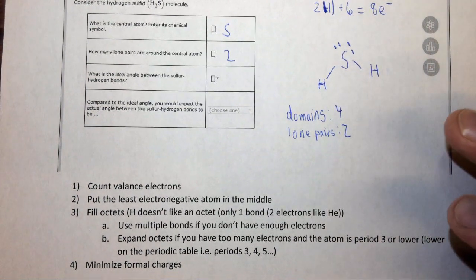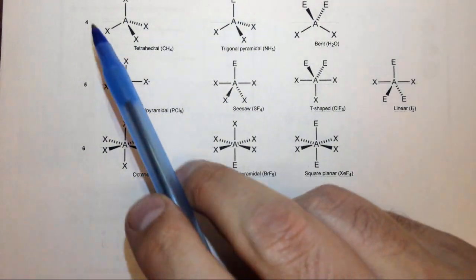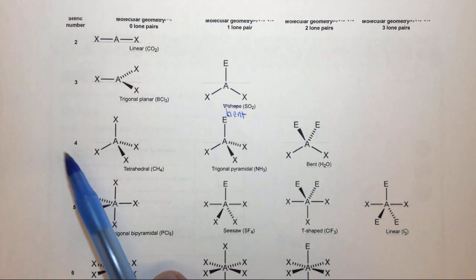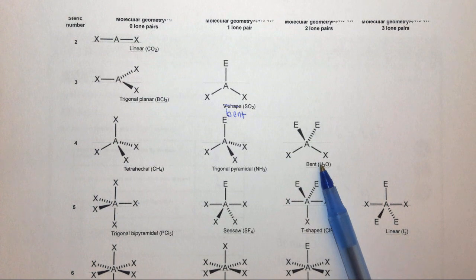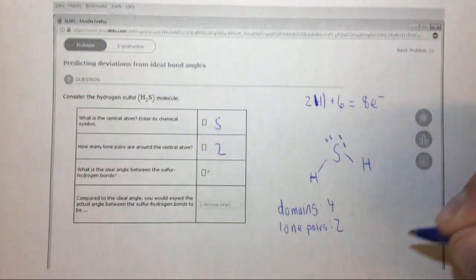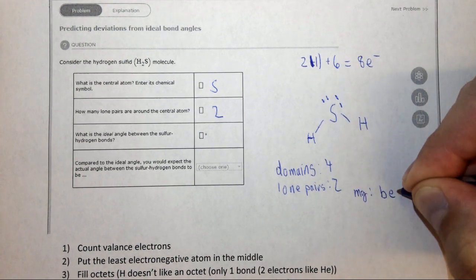So if we look at the sheet from Wikipedia, 4 domains, 2 lone pairs, the molecular geometry is bent. So here, the MG, or the molecular geometry, is bent.